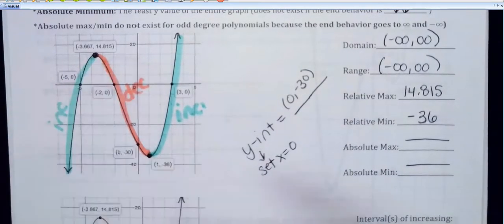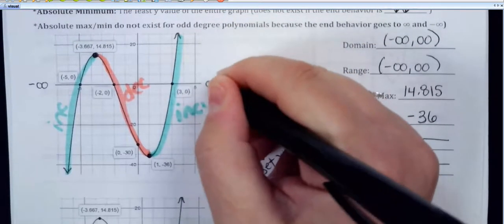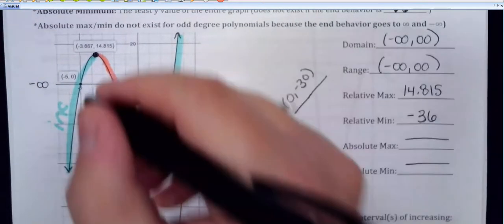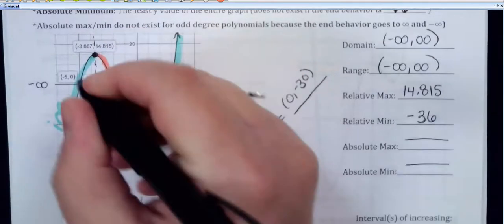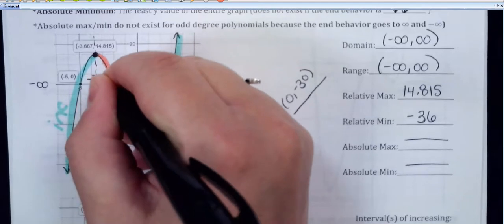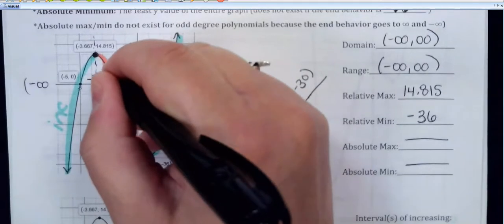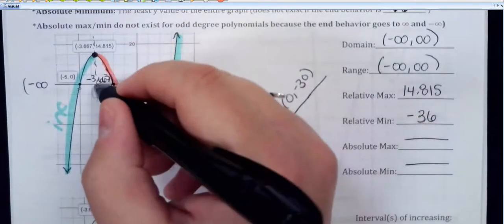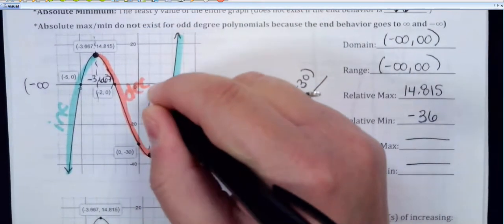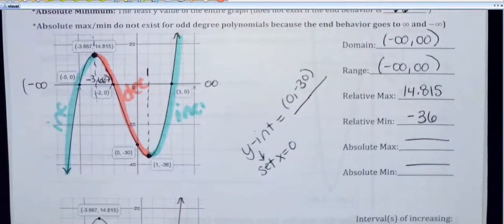All right, so I'm just going to put negative infinity and positive infinity because we're going to go across the x-axis when we identify this. And so right here, I'm using the x values for this. This is like negative 3.667, and that would be an interval where I'm increasing. Then from that point, I start decreasing. And I stop decreasing when I get down here, which is just an x value of 1. And then the rest of the graph there is increasing.